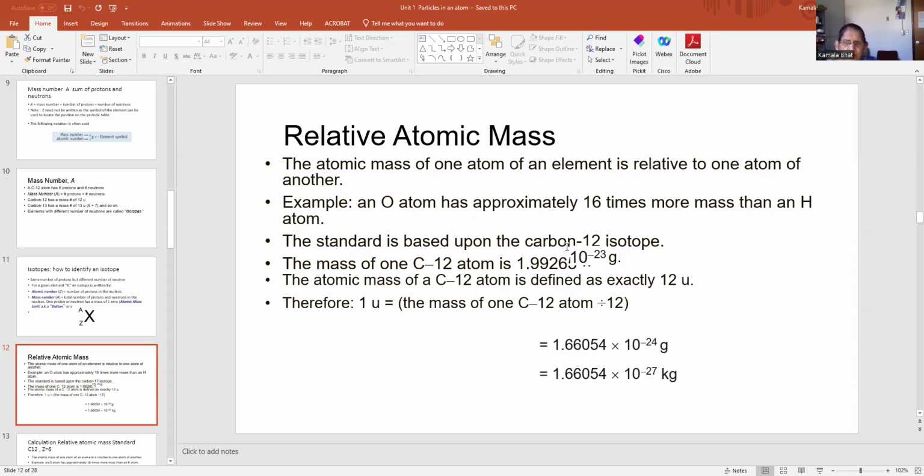When we compare it, we can write the mass unit as equal to the mass of a carbon atom divided by 12, which gives you 1.66054 times 10 raised to minus 24 gram, or 1.66054 times 10 raised to minus 27 of a kilogram.